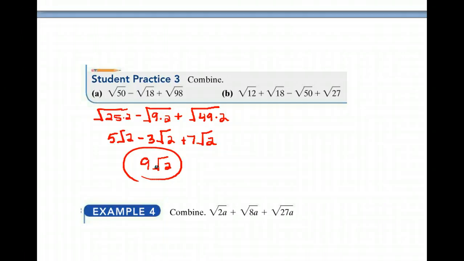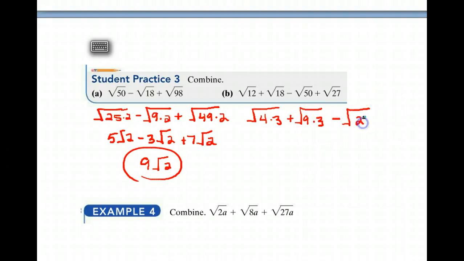Moving on to example B. You should have broken 12 into 4 times 3. 18 becomes 9 times 3. Minus 50 becomes 25 times 2. Plus 27 becomes 9 times 3. And I'm going to back up 1 minute because 18 is 9 times 2. I apologize. Okay, now we're ready to evaluate those square roots.